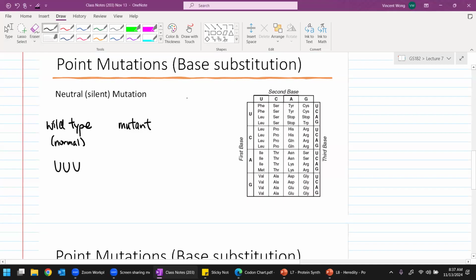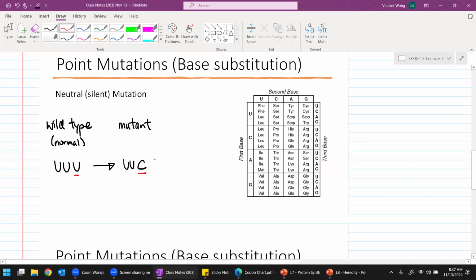And in base substitution, I wrote it down for you. It's a change in one of the nucleotides, right? We're switching one nucleotide to another. So here I'm going to change it to UUC. Right? Now, what might cause this change?